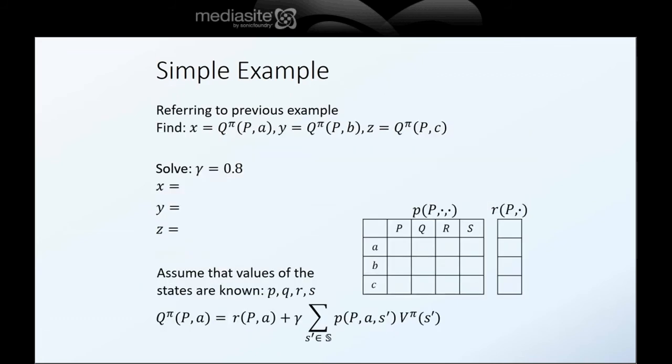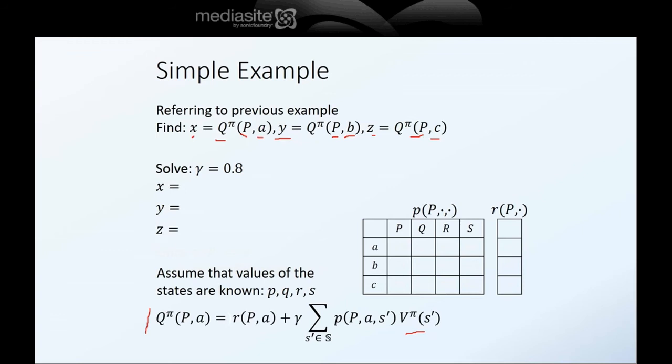So our goal here is to find the Q values when we are in state P and for all possible actions A, B, and C. And we shall denote them as X, Y, and Z. So X, Y, and Z are the Q values corresponding to actions A, B, and C when we are in the state P. I will be using this expression here because in the previous set of lectures, we already found out the value of each state, P, Q, R, and S. So we know those values, and now we shall be using them to find the Q values.